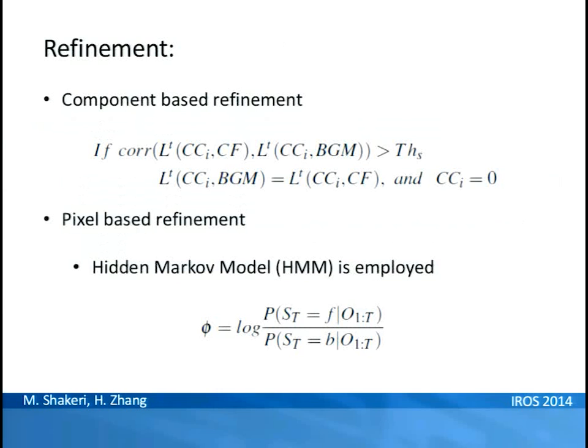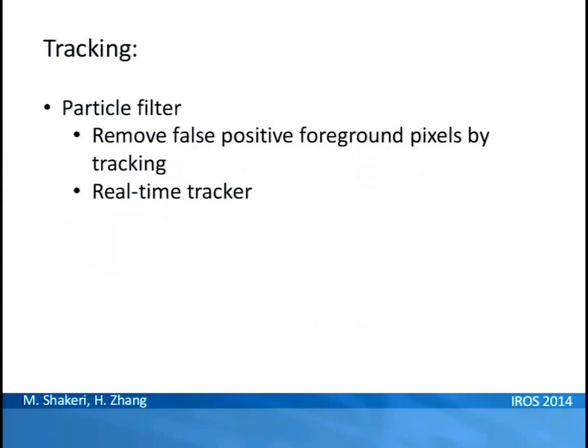And then once we have the candidate pixels for the foreground, we can do some refinement, and we do this with a simple thresholding on a component-based refinement. And then for a pixel-based refinement, we're using HMMs in order to further discriminate erroneous pixels. And then finally, we're doing some tracking by using a particle filter, which further removes false positive foreground pixels.